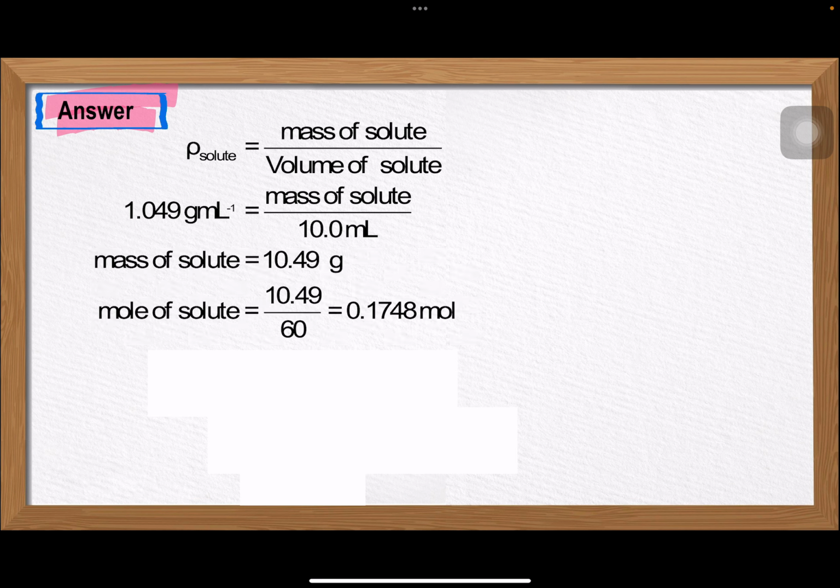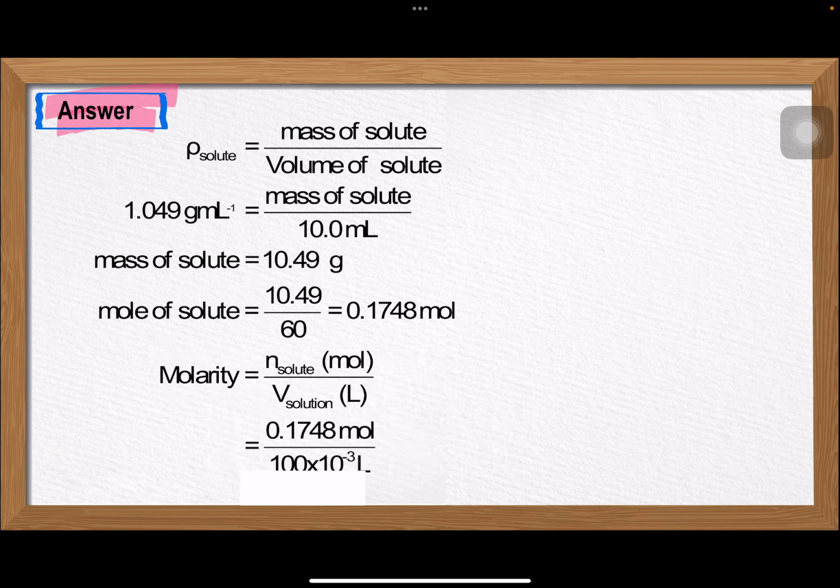To change the mass of the solute to mole, we get 0.1748 mole. So what is the volume? The volume is from the volumetric flask, which is 100 milliliter. So mole divided by volume in liter, changing milliliter to liter, 0.1 liter. Okay, so we get the answer 1.75 molar.